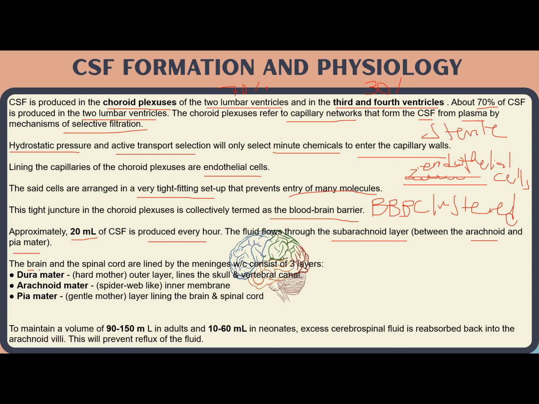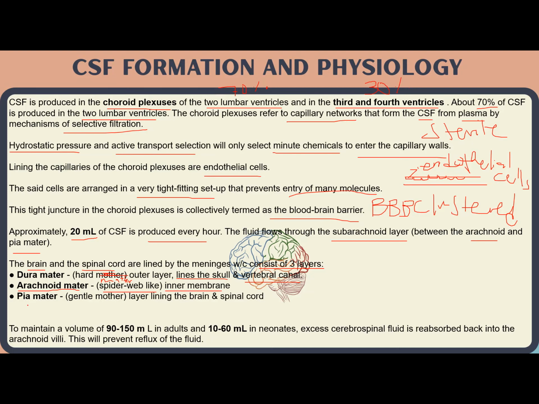Now, take note, class, that the brain and the spinal cord are lined by the meninges, which would consist of three layers. So, your brain and spinal cord, class, are lined by meninges, and this meninges would have three layers. Now, the first layer is known as your dura mater. Dura mater, class, is also known as your hard matter. Now, this hard matter, class, is the outer layer. It would line the skull and the vertebral canal. While the second layer, the arachnoid matter, is a spider web-like layer. This is the inner membrane.